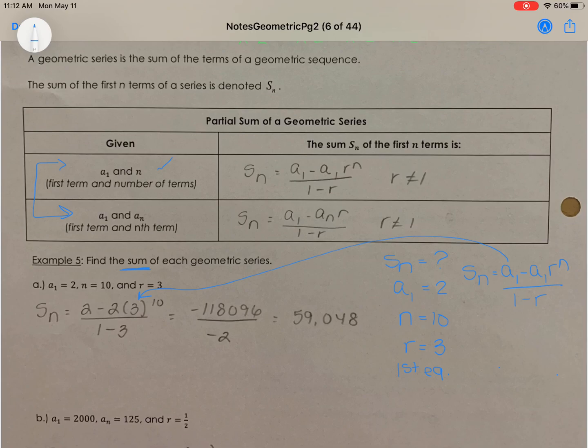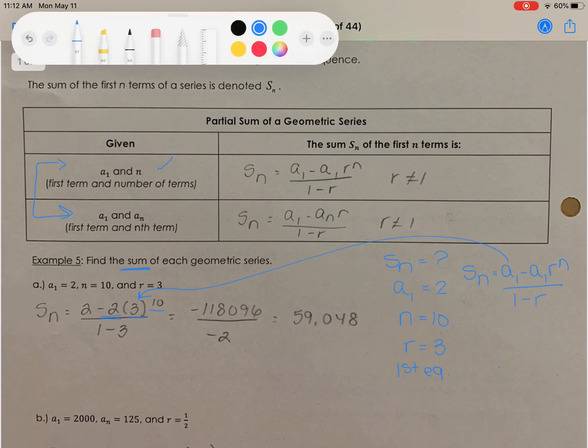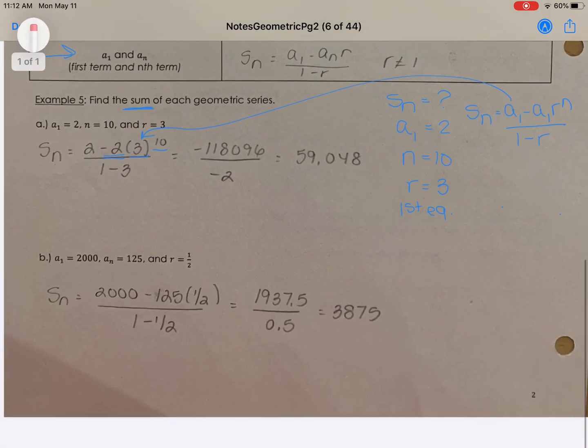Be very careful how much you try to put in the calculator. I would do 3 to the 10th first, then multiply by negative 2, then do 2 minus that, and then divide it by negative 2. And you're going to get a decimal a lot of times, which is fine. But just make sure that when you are practicing this, you are actually getting the same answer that I have on the notes right here. All right, let's try another one.